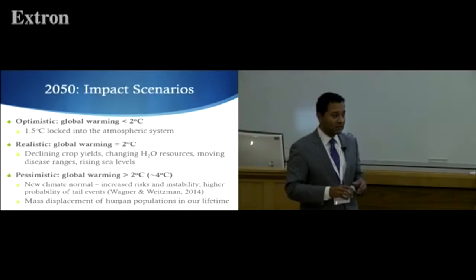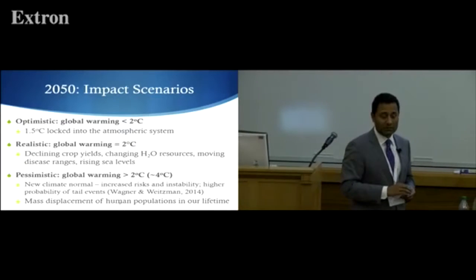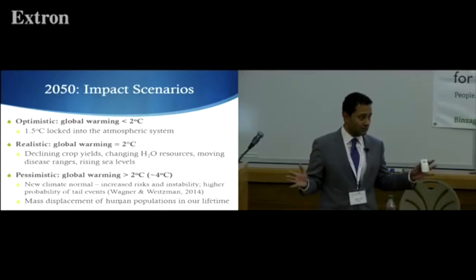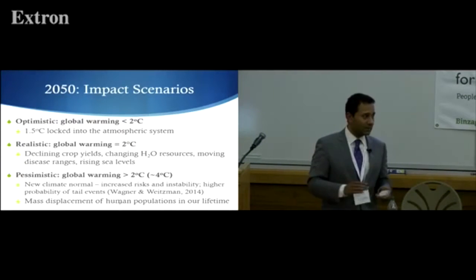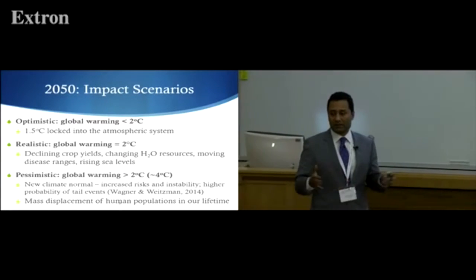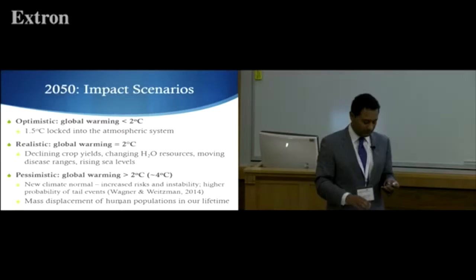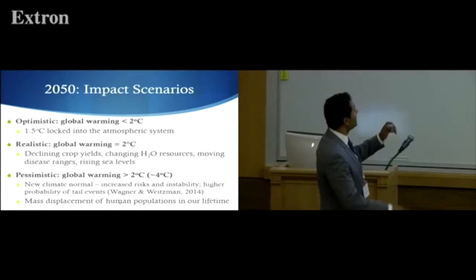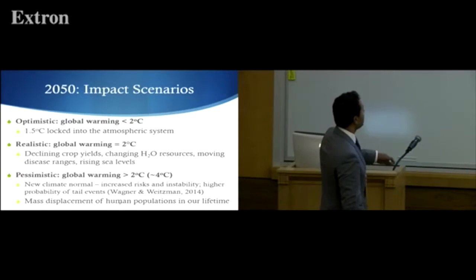There's Middle Eastern respiratory syndrome. The disease range of that could change. Ebola is an epidemic. So we're looking at a scenario where some of these disease ranges could get out of control. I'm not trying to scare you. I'm just trying to show different impact scenarios.